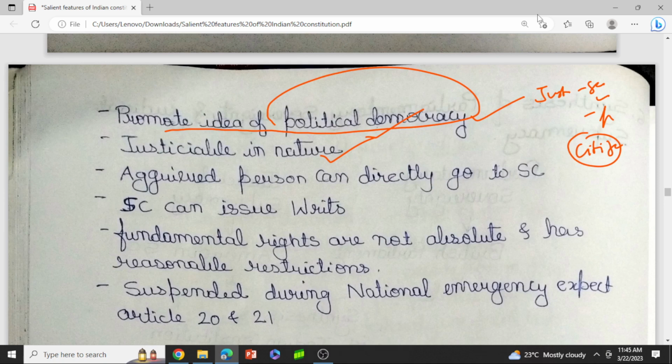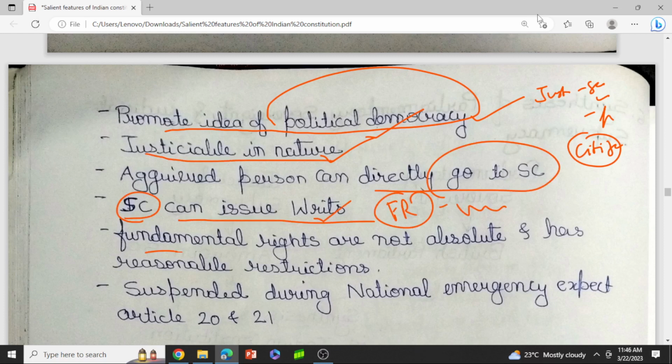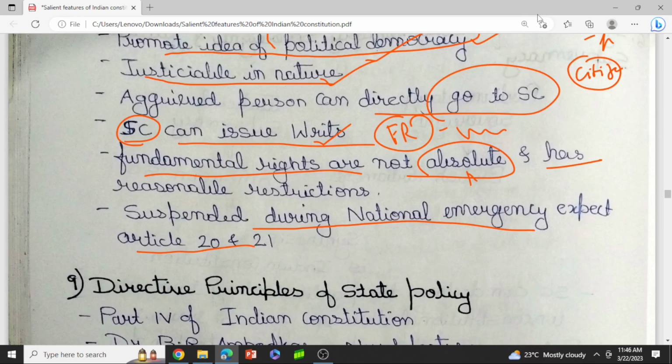Justiciable in nature means that if my fundamental rights are violated in any way, I can go to the Supreme Court. An aggrieved person can directly go to the Supreme Court. When the Supreme Court feels that fundamental rights are violated, it issues writs, which try to hold back the violation of the fundamental right. The fundamental rights are not absolute, meaning they are not unrestricted. They have reasonable restrictions. They can be suspended during national emergencies, except Articles 20 and 21.